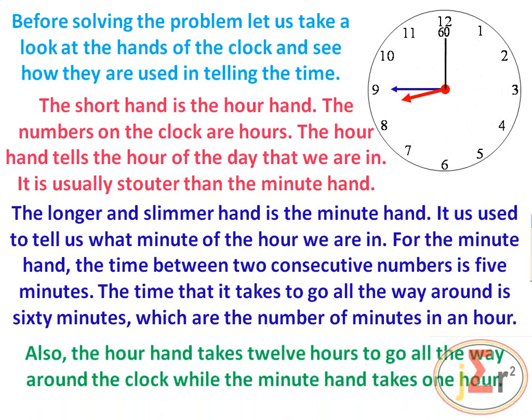Also, the hour hand takes 12 hours to go all the way around the clock, while the minute hand takes 1 hour. So if the hour hand is to go all the way around the clock, which is a 12-hour circular clock, it will take 12 hours.